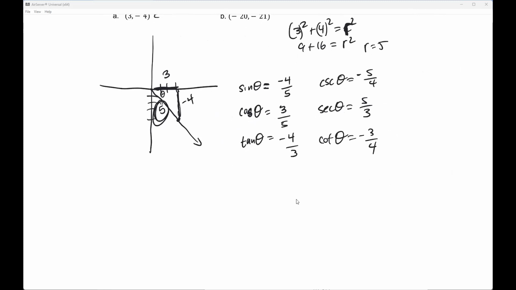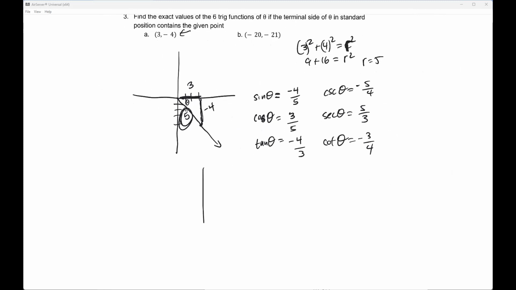Right, so if I do -20 over -21, that's going to be in quadrant 3. So -20 is right here, -21 is right here. So our x is -20, our y is -21. If we do this in the Pythagorean theorem, 20 squared plus 21 squared, and get the square root of that, what does that equal? What was the Pythagorean triple? It was 29. Okay, so this is going to be 29.